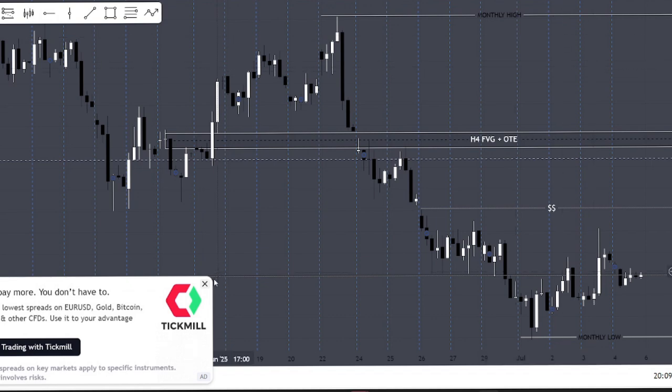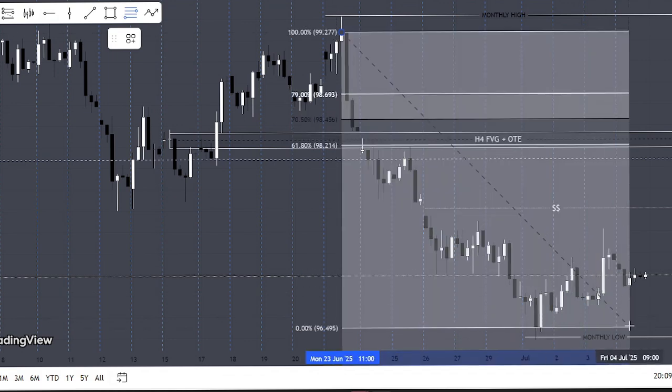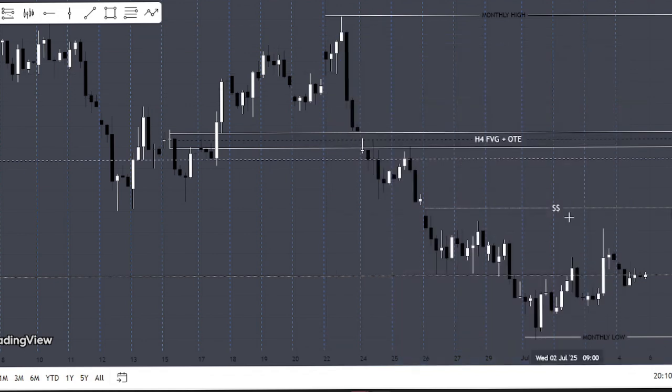And moving down to the 4-hour time frame, as I'm analyzing, I saw this 4-hour fair value gap, which is also in the optimal trade entry. If I draw my Fibonacci from up here till down here, you can see that it's in the gray area, which is the OTE, optimal trade entry. And what validates this fair value gap is this resting liquidity below here. And as you can see, it's been in a downtrend.